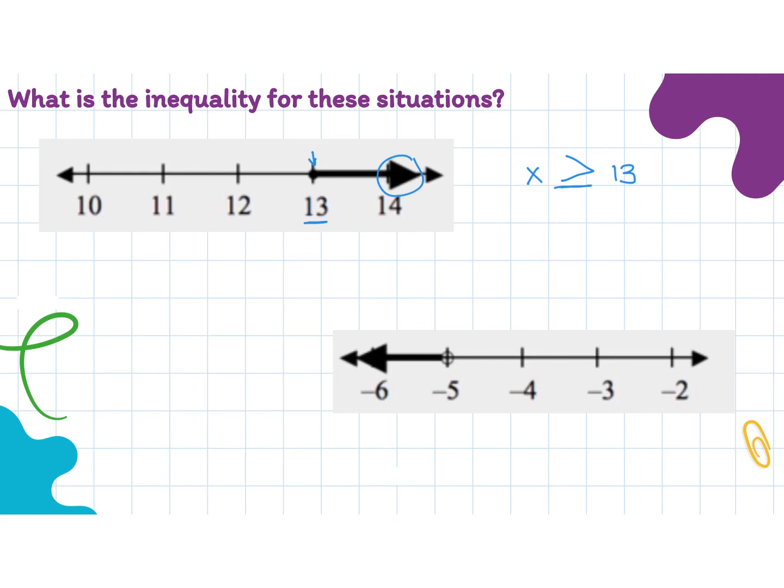Next one. What's our boundary point here? Well, it's -5. So -5 goes on the right. X goes on the left. Here's our arrow. Do we have a filled in circle? We do not. So there's no equal. So that's it. We're done. What did you think? Did that make sense? I hope it did.